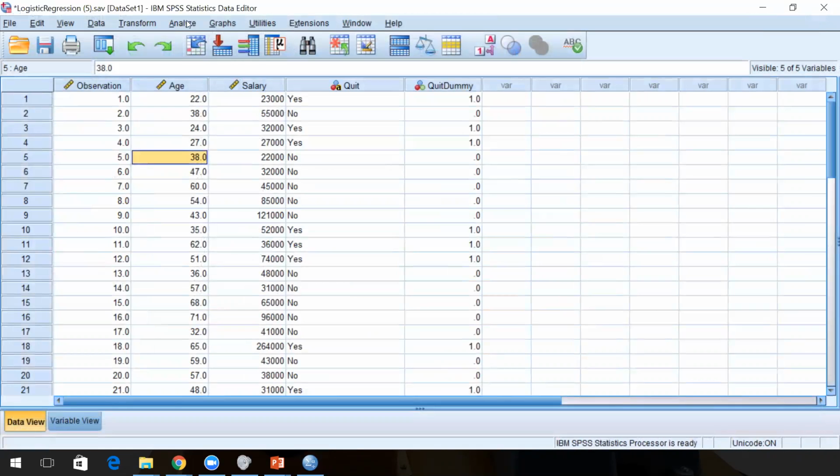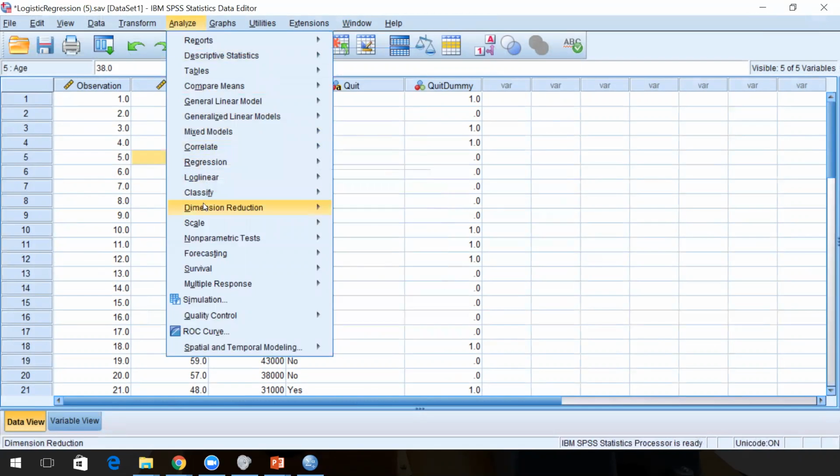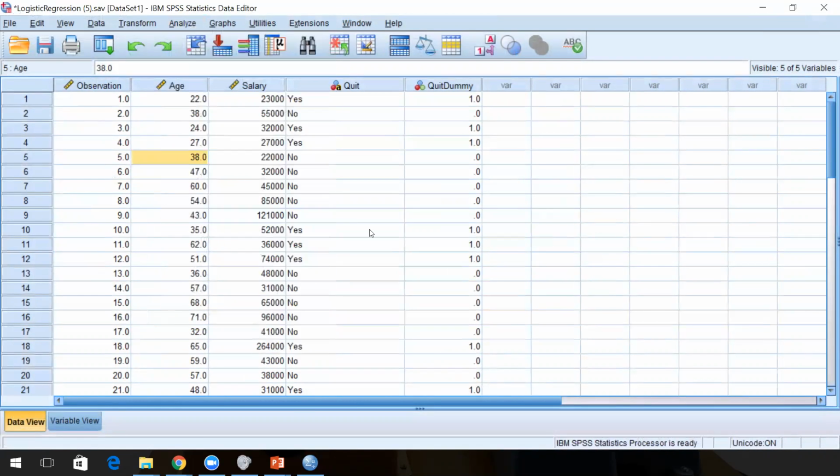All right. So logistic regression can allow us to predict who quit. And using the variables we have, it'd be great if we had more, but in this case, we just have salary and age. So linear, we do not want to use. We want to use binary logistic.